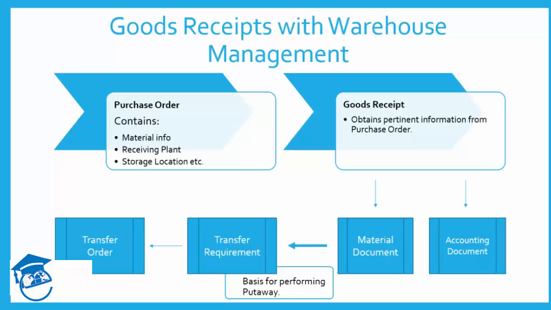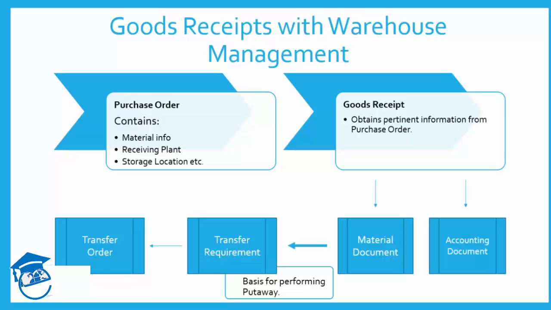Now, a transfer requirement is nothing more than a basis for subsequent put away. It is the basis for planning subsequent put away. And based on this transfer requirement, we come up with our transfer order, which is now the actual document that is used to perform put away. It's a type of instruction for a warehouse employee, and it's created with reference to the transfer requirement. So, at the end of this entire process, it's expected that the warehouse employee confirms the actual order. Well, that is if it's set up in that way in customizing.